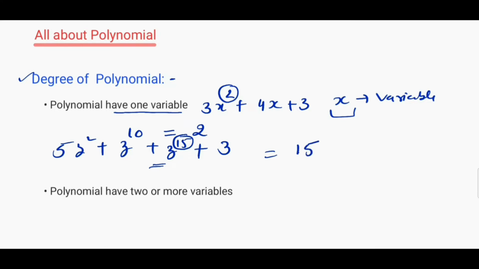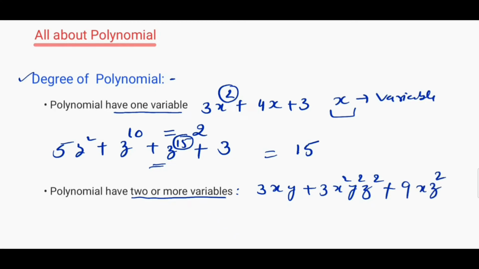Next we have a polynomial with 2 or more variables. Here I'll take 3xy plus 3x square y square z square plus 9x z square plus 10 z raised to power 10 x raised to power 10. Here, see how many terms this polynomial has. It has 4 terms: first, second, third and fourth.